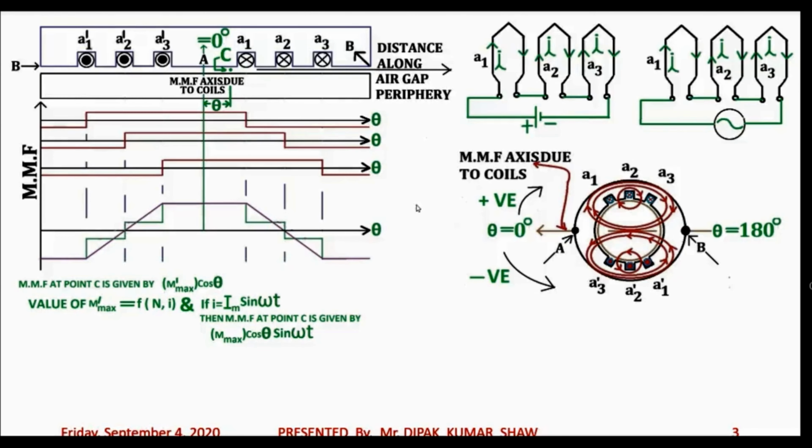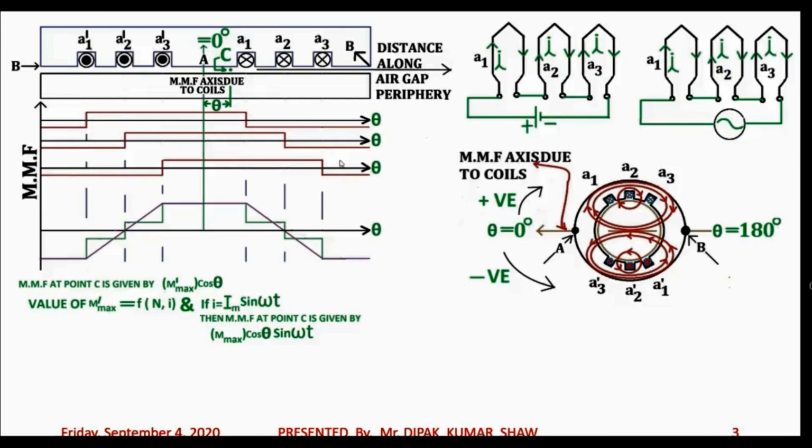Now let us think again very closely about what will be the nature of MMF in the air gap if the coils are carrying sinusoidal current. Please follow the mouse pointer. You see over here, these three coils are connected in series and they are connected to a sinusoidal voltage source. So the moment the coils are connected to a sinusoidal voltage source, they will carry sinusoidal current, which is given by Im sin omega t.